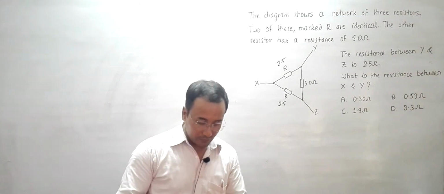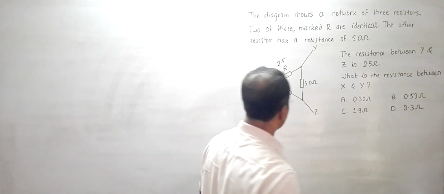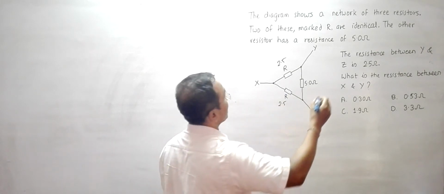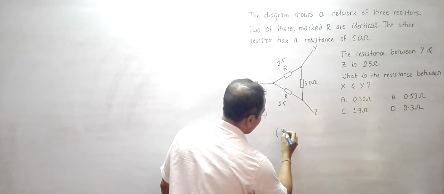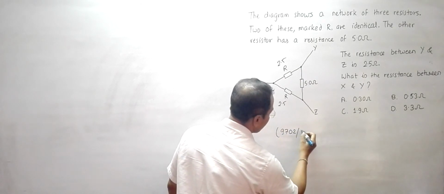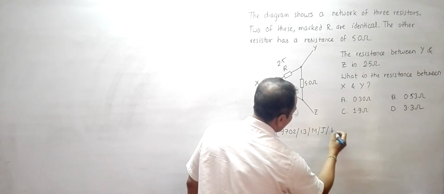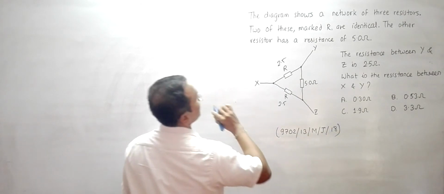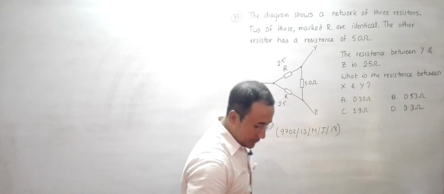Today I have a question for A level on the board, and the question belongs to, I forgot to write the year here. So the question belongs to 9702, it is 13 MJ 18, and the question number is 35.